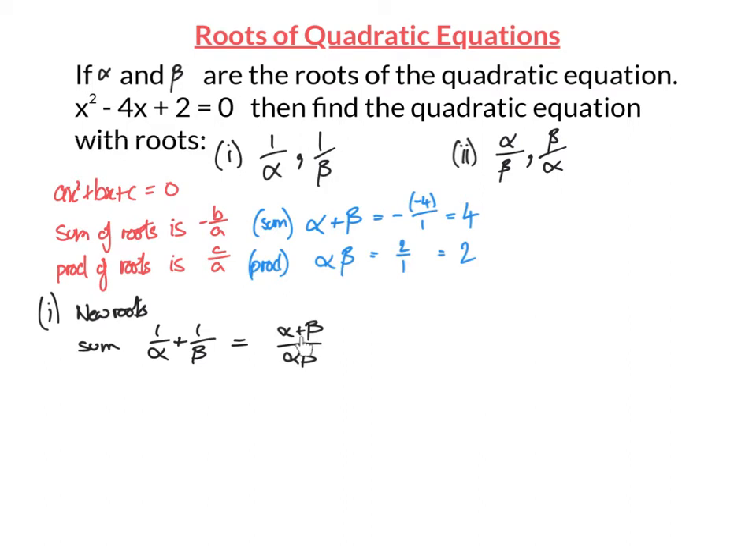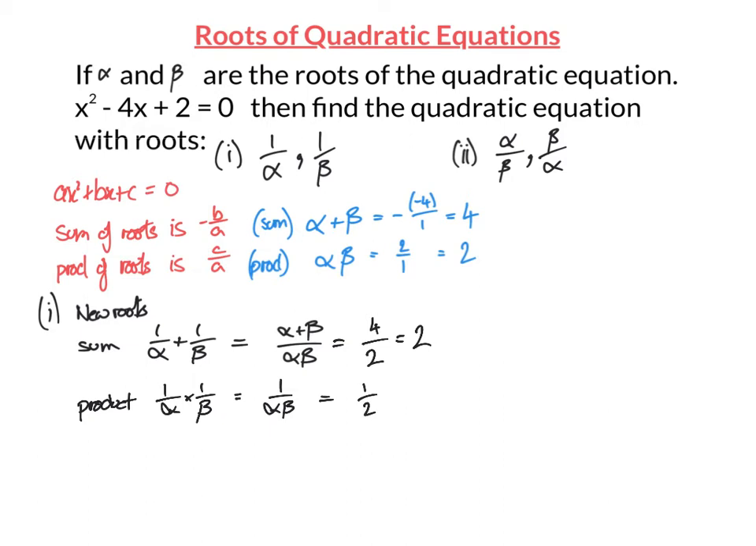And this is great. This is what we want to do, because if we can write everything in terms of alpha plus beta and alpha beta, then we can just substitute 4 and 2 into this. And so that's what we're going to do here. Alpha plus beta was 4. Alpha beta we worked out to be 2. And so overall the sum of those roots is 2. If we look then at the product, well, 1 over alpha times 1 over beta is just 1 over alpha beta. Can't simplify it down anymore. We know that alpha beta is 2, so that's just a half.